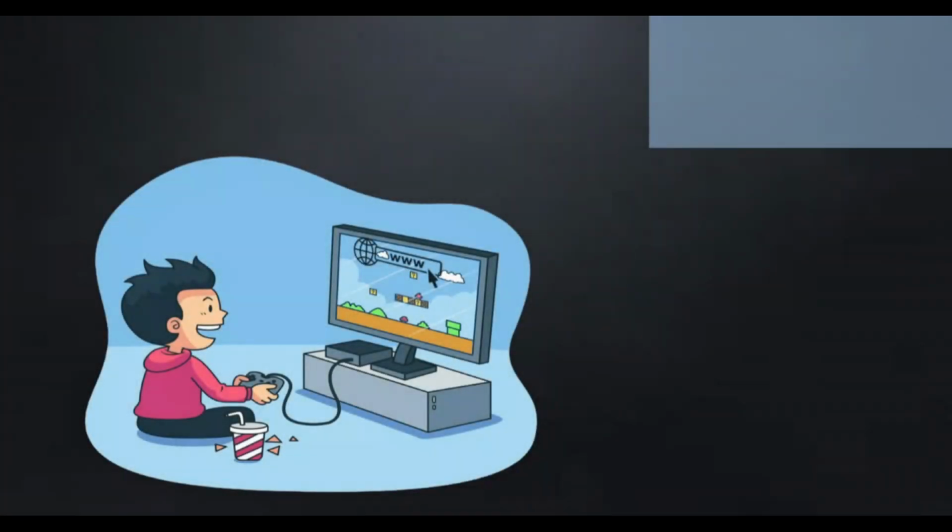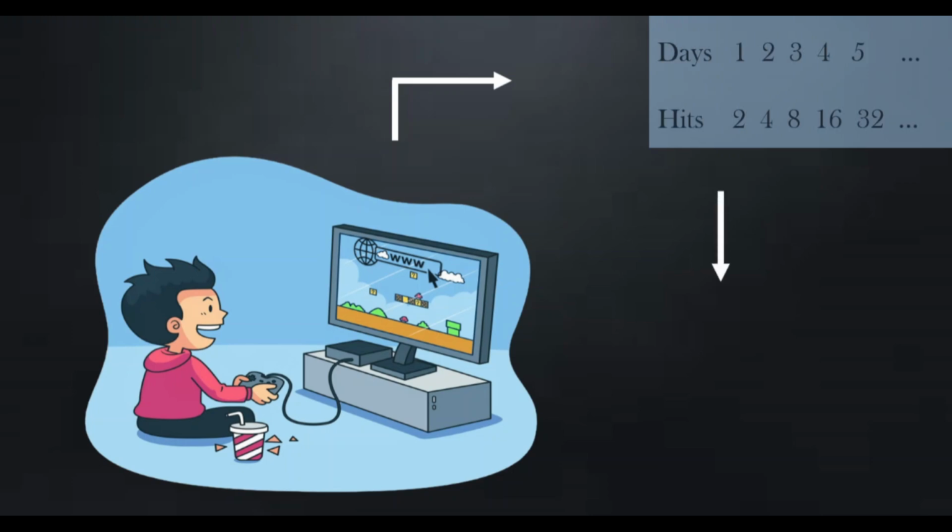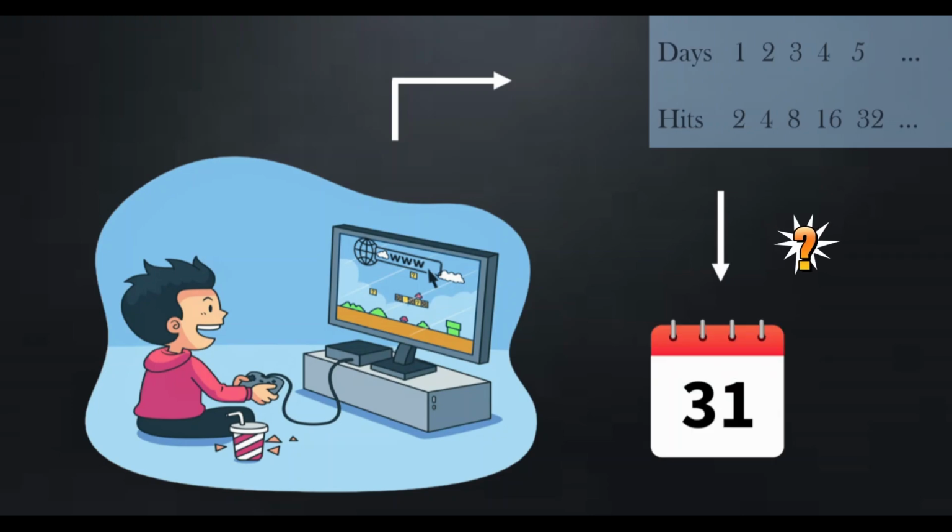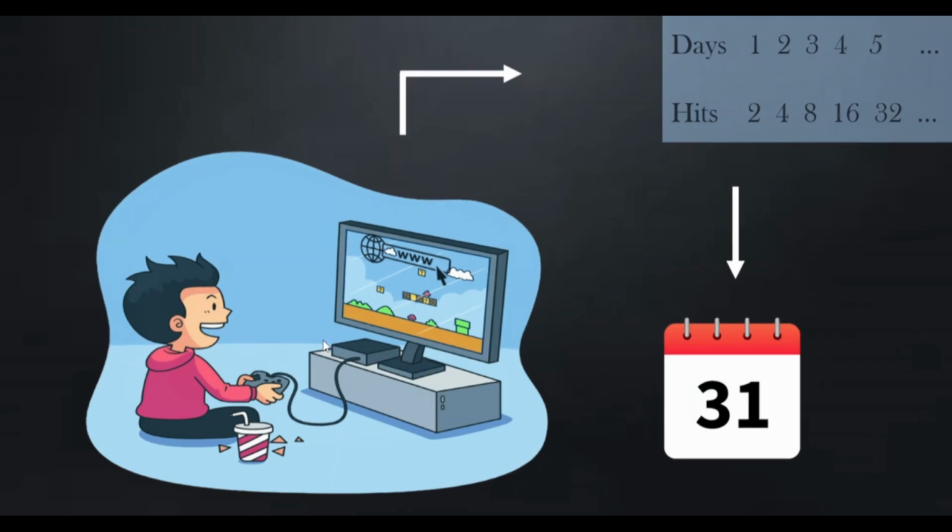A video game company launches an exciting new advertising campaign. They predict that the number of online hits or visits to their website will double. The model they are using shows 2 hits the first day, 4 hits the second day, and 8 hits the third day, and so on. So, if their model continues on, how many hits will there be at the end of the month?